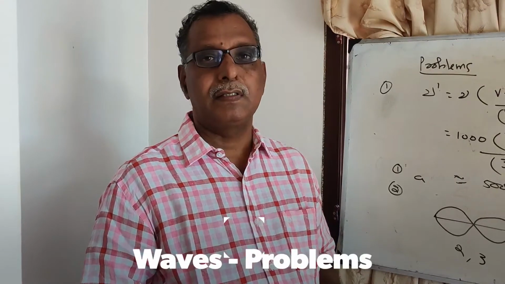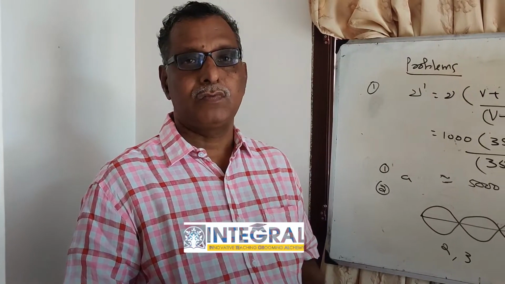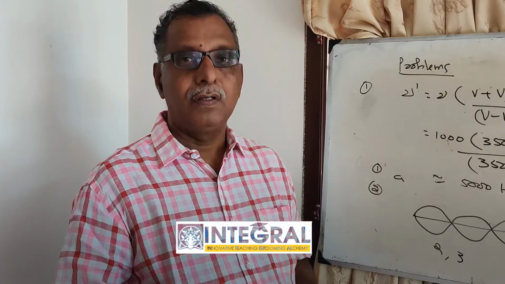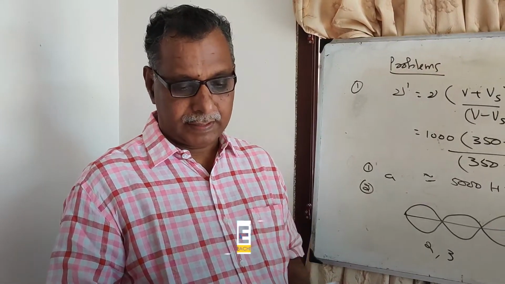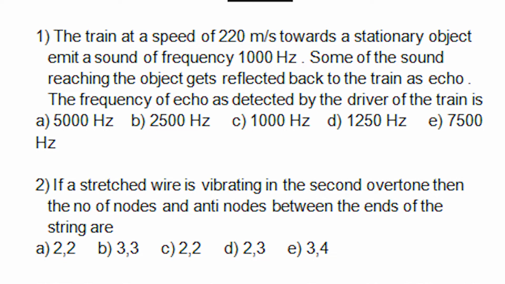Let us discuss 5 questions from this chapter, waves. First question: A train moving at a speed of 220 meters per second towards a stationary object emits a sound wave of frequency 1000 Hz. Some of the sound reaching the object gets reflected back to the train as an echo. The frequency of the echo as detected by the driver of the train is?